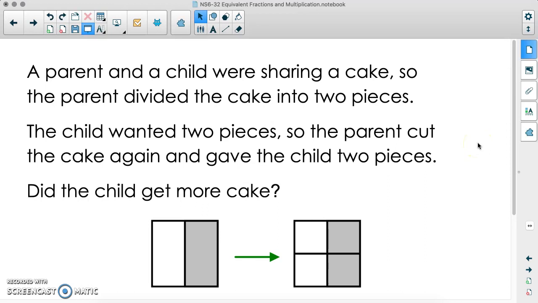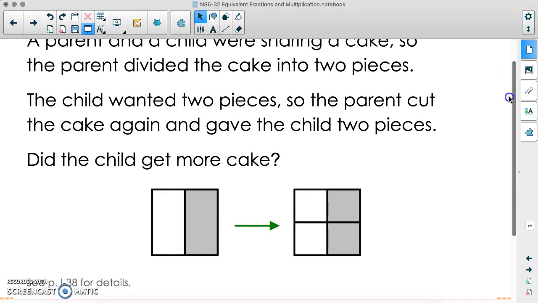We're going to begin with breaking all the parts into two equal parts to create equivalent fractions. So a parent and a child were sharing a cake. The parent divided the cake into two pieces. So pretend this is the first cake. The child wants two pieces, so the parent cut the cake again and gave the child two pieces. So this is what the parent started with, and this is what the parent ended with. So they cut it again into half.